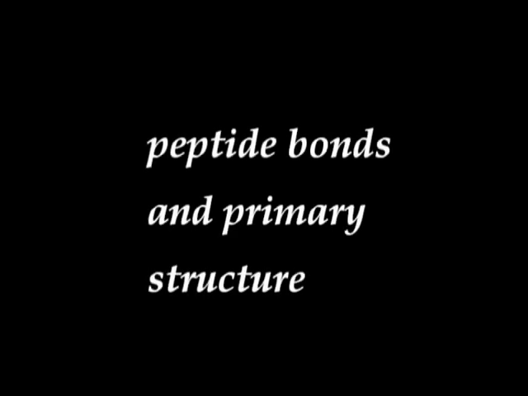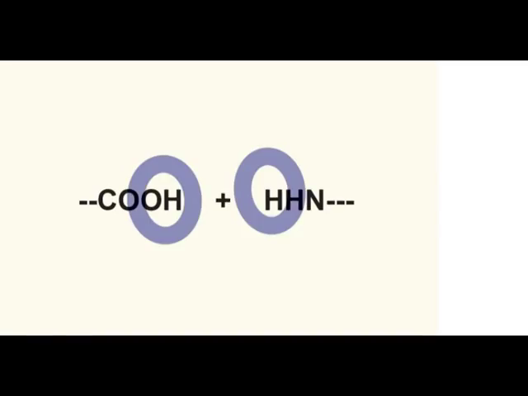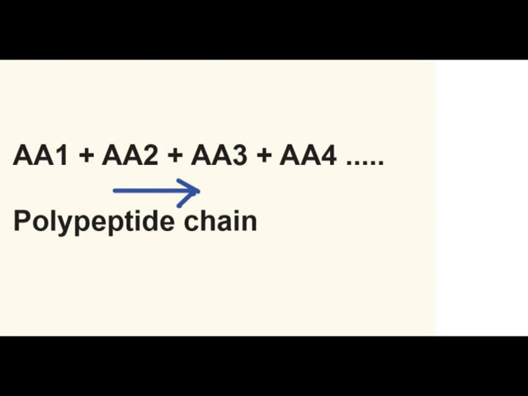Amino acids can react together in a condensation reaction. In this, water is removed and a dipeptide is formed. The bond joining the two amino acids is a peptide bond. This process can be repeated for a large number of amino acids to form a polypeptide chain. This polypeptide chain is what we call the primary structure of the protein.